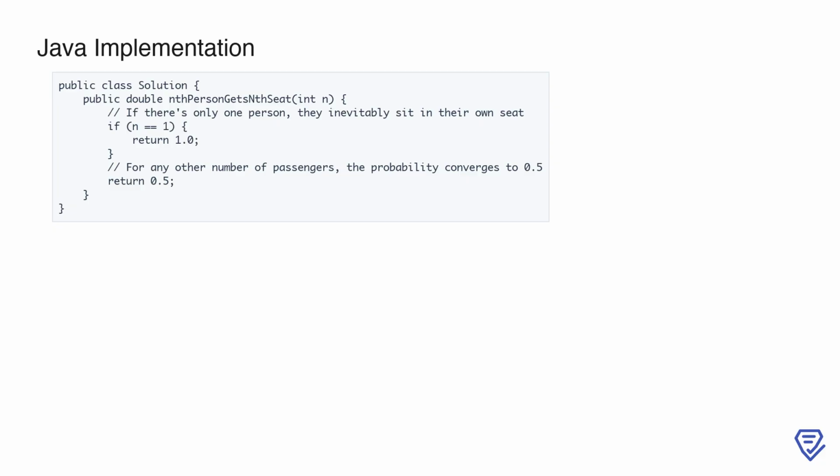This is the Java implementation of the LeetCode problem number 1227, airplane seat assignment probability. The logic mirrors the Python implementation exactly. If there is only one passenger, the probability is 1.0 since they must sit in their own seat. For all other cases, the probability converges to 0.5. The key difference lies in Java's class structure and type declarations, which are explicitly defined here.